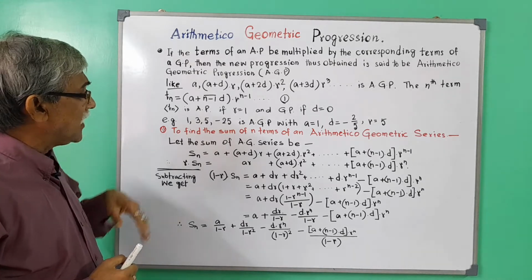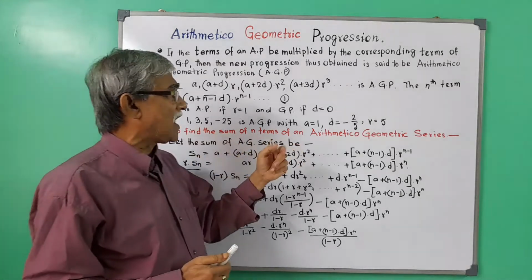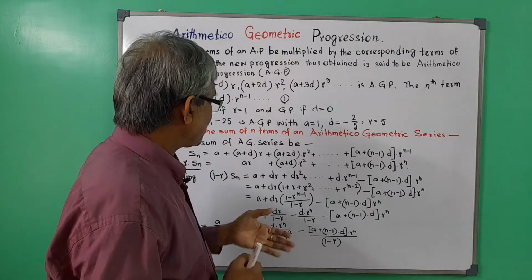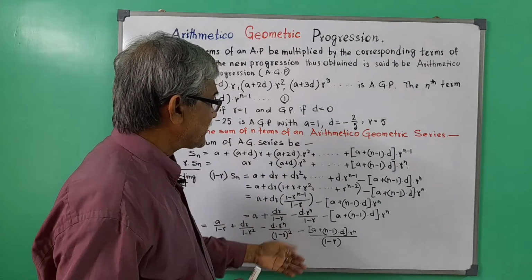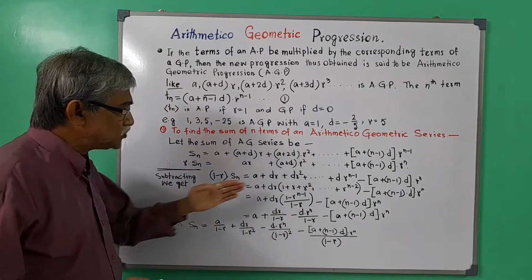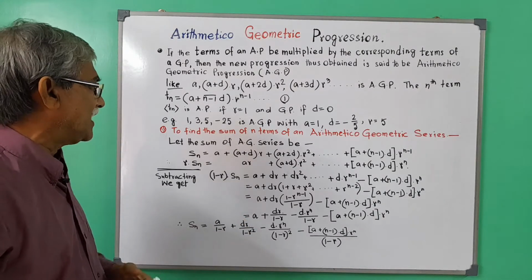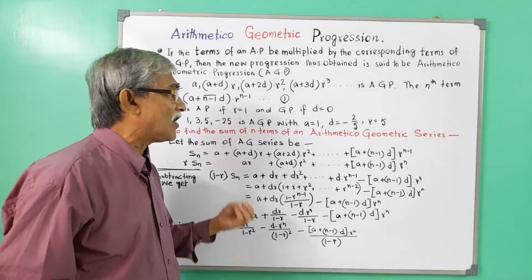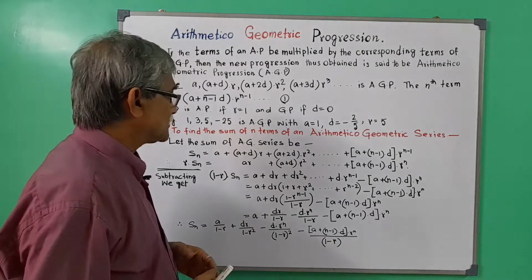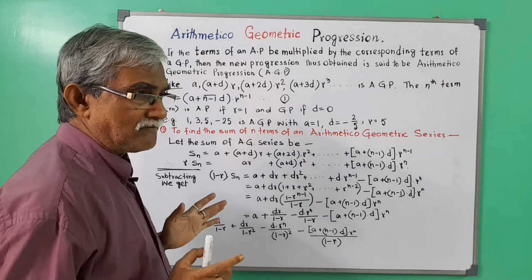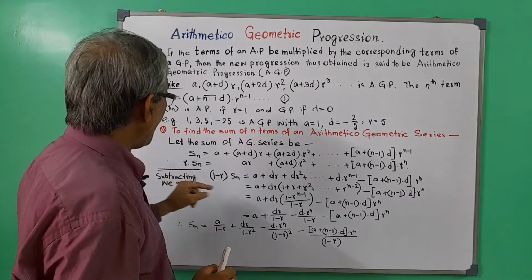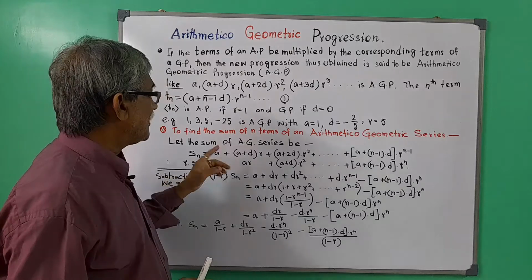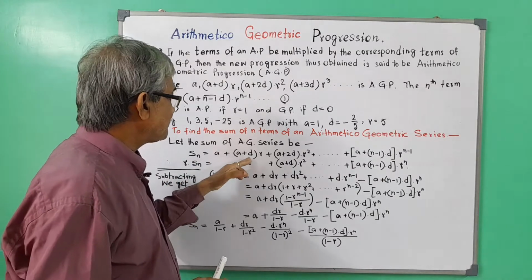Now we will be going to find the sum of n terms of an arithmetico-geometric series. First of all, I must say that this is just a procedure that you want to follow. Do not use the formula finally in your sum, okay? It will be rather cumbersome to remember this formula, and also it is not needed. Don't mug up.